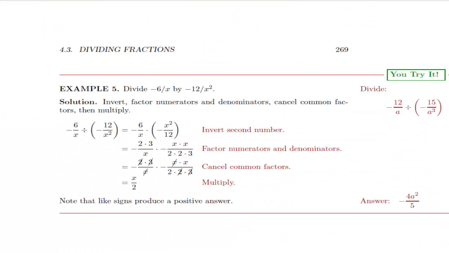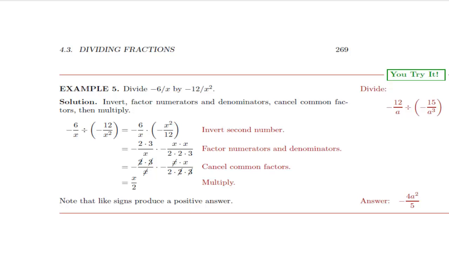Example 5. Divide negative 6 over x by negative 12 over x squared. Solution. Invert. Factor numerators and denominators, then cancel common factors. So inverting the second number and multiplying, we get negative 6 over x times negative x squared over 12. Factoring each numerator and denominator, 6 factors to 2 times 3, x squared factors to x times x, and in the denominator, we don't need to factor x. Factoring 12, we get 2 times 2 times 3.